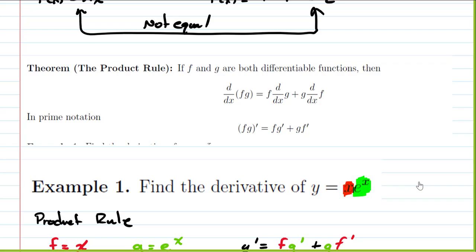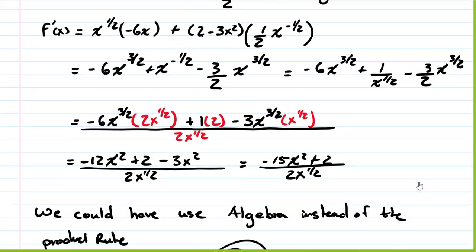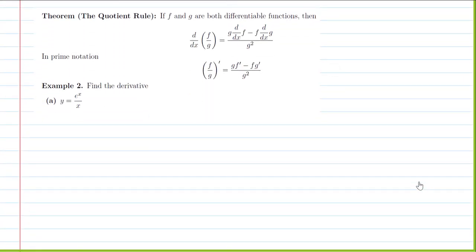And it works. With the quotient rule, the order does matter. So we have to subtract them in the proper order, or we're going to get the wrong answer 100% of the time. So just be aware. So this one's a lot pickier.